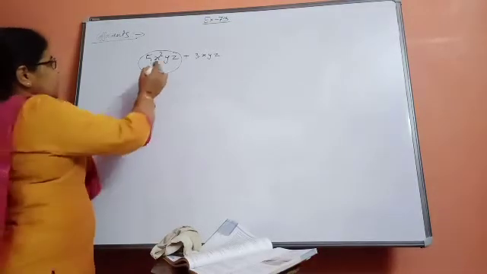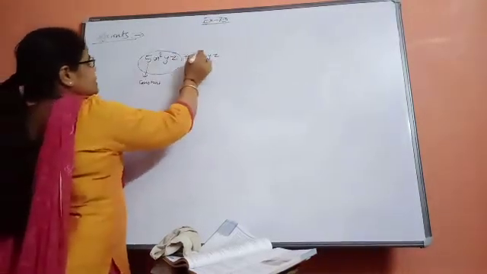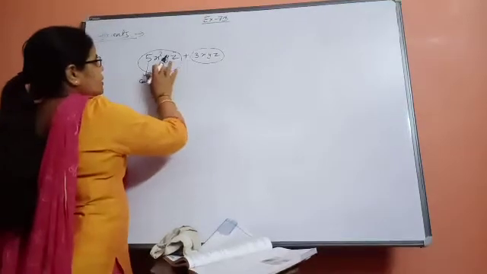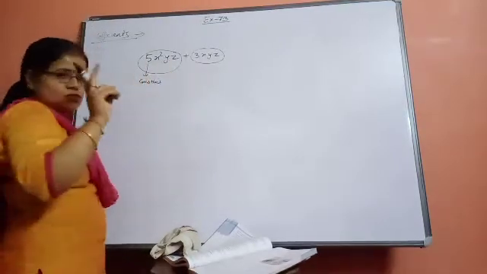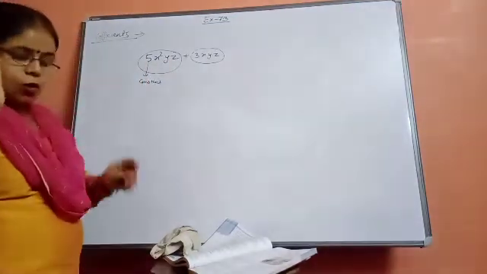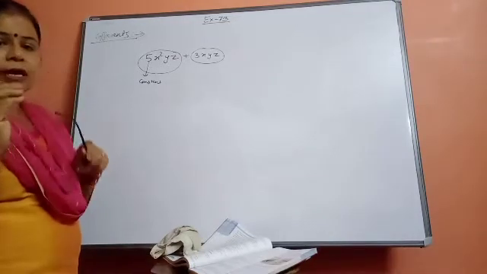So this is one complete term and this is the second term. Okay, and how many terms do these have? Two terms. Two terms means binomial. All these types of things I explained to you in the last class.